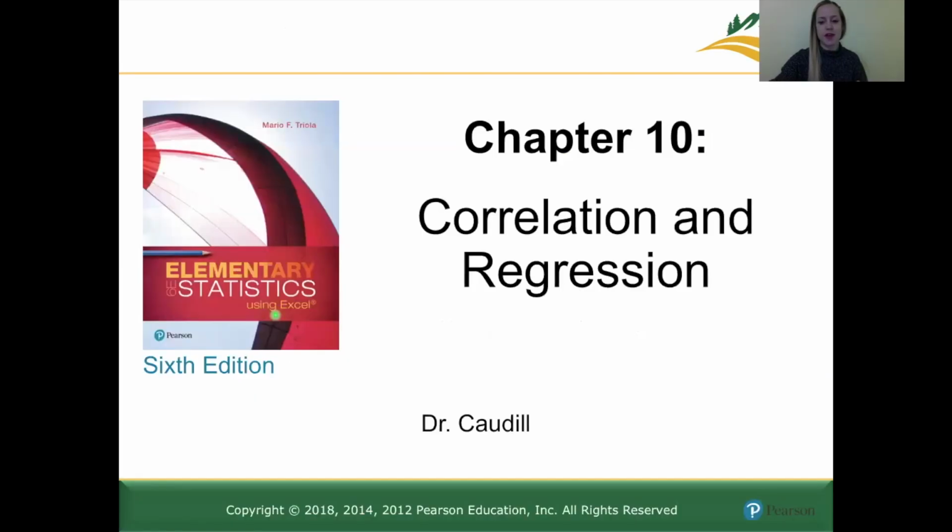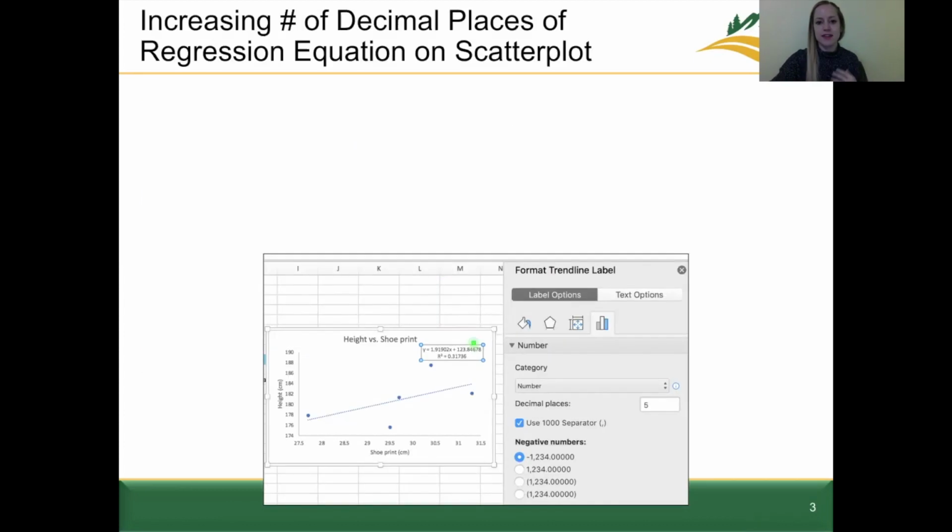So we're continuing chapter 10 now on correlation and regression. Before we jump into 10.4, I want to review two quick things from 10.1 and 10.2. The first thing I want to review here is how to add additional numbers past the decimal place within your regression line equation. For instance, you will need this if you're asked for more than 3 or 4 decimal places within your slope and your y-intercept.